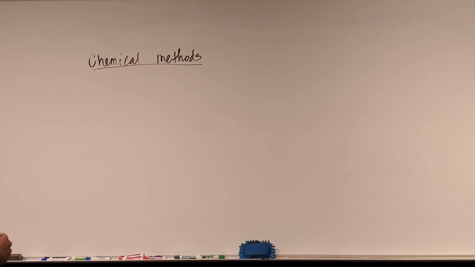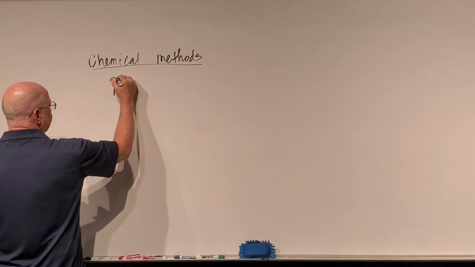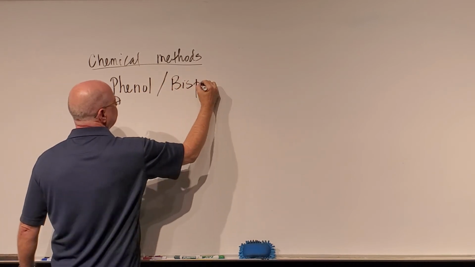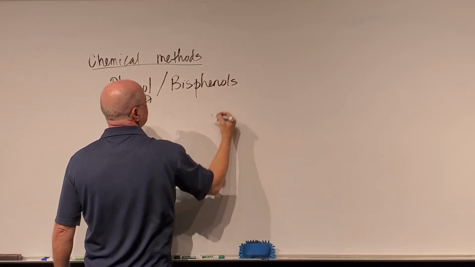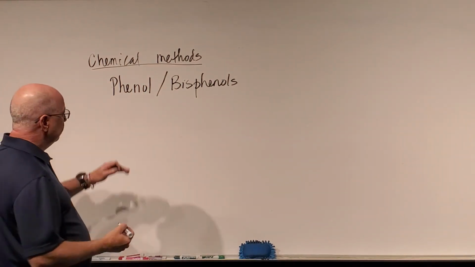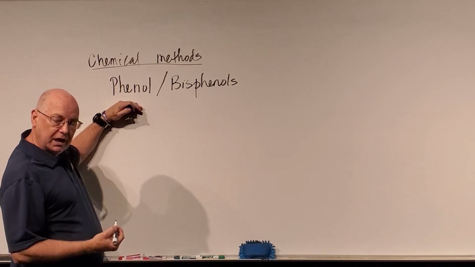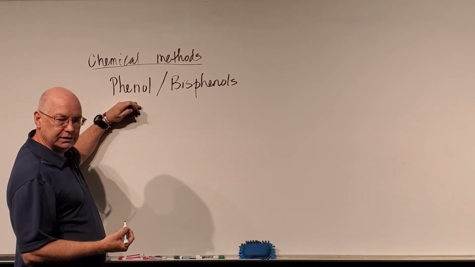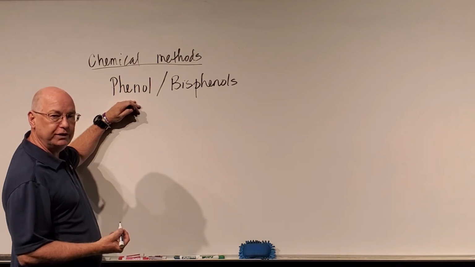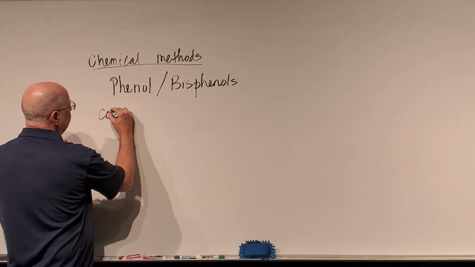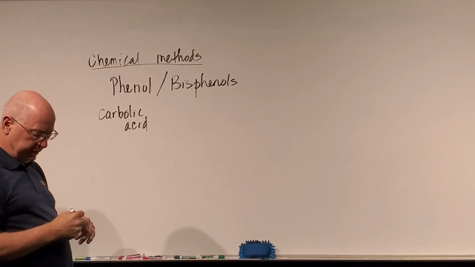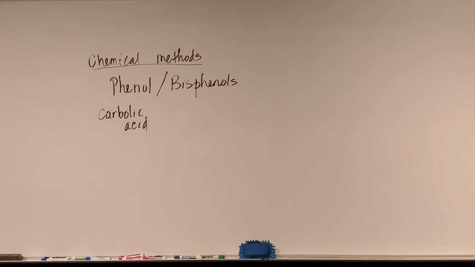Now, there's a group of chemicals called phenols and bisphenols. And very often these can prevent microbial growth. Joseph Lister, one of the guys who started the antiseptic and aseptic technique in medicine, used a substance called phenol, or what some people called carbolic acid. Okay? And essentially these are very good disinfectants.